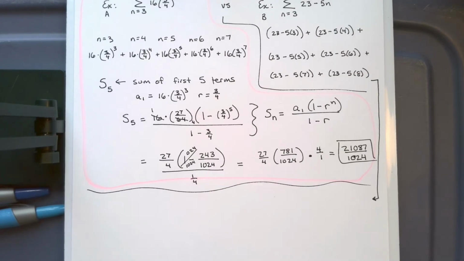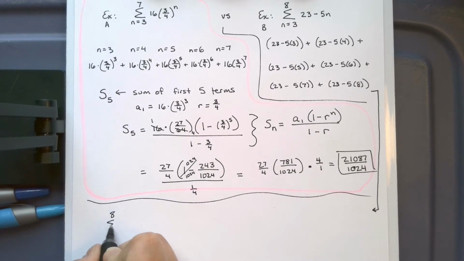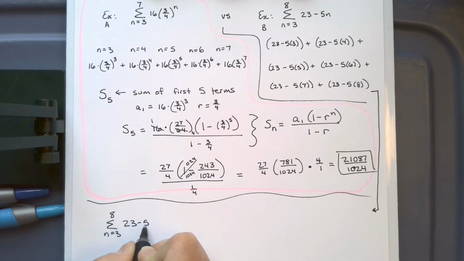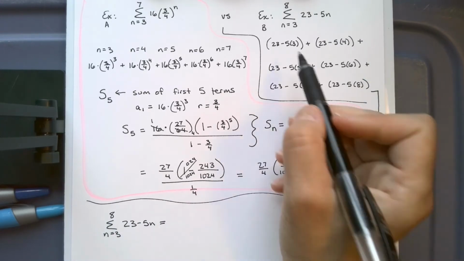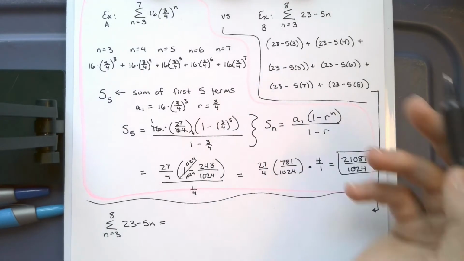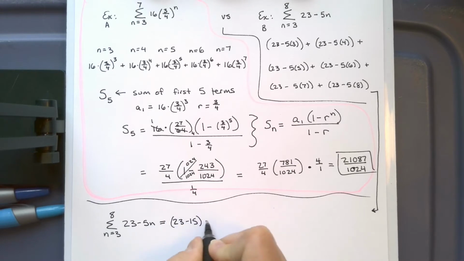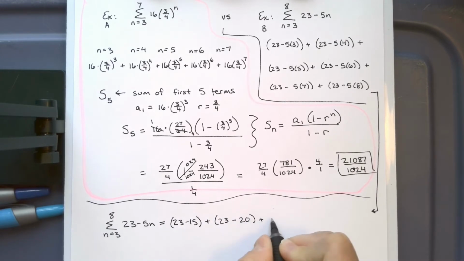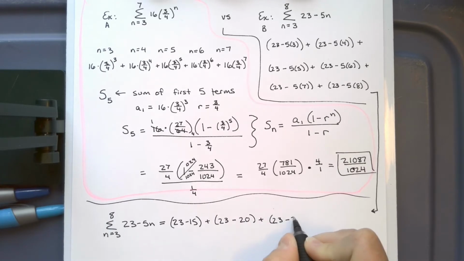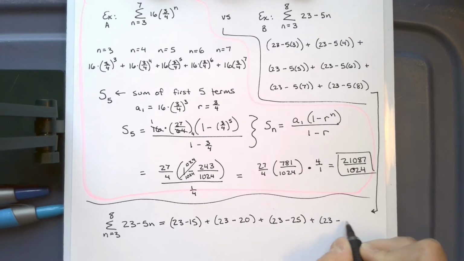So we're just going to rewrite it down here. So example B with 8 sigma n equals 3, 23 minus 5n. We're going to go ahead and rewrite that as 23 minus 15 plus 23 minus 20 plus 23 minus 25 plus 23 minus 30.